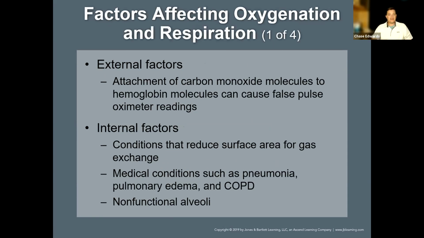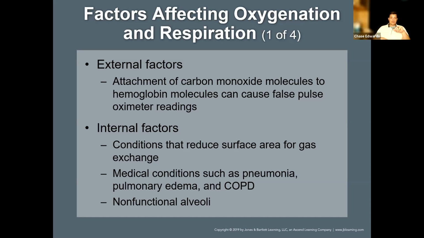So factors affecting oxygenation and respiration: both oxygenation and perfusion need to function efficiently for proper respiration, right? External factors in ambient air have a key role in the overall process of respiration. The attachment of carbon monoxide molecules to the hemoglobin molecules can cause false pulse oximeter readings. You remember me talking about that? If it bombards that hemoglobin, it's going to read a high pulse ox value, like they're doing well, and they're not. So watch out for that.